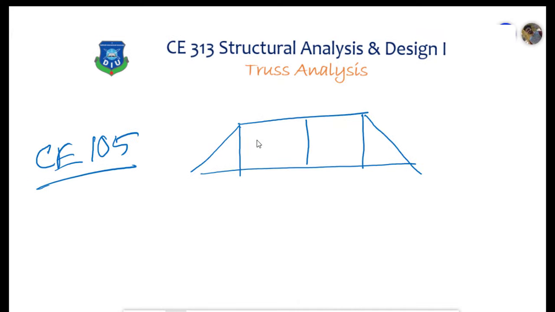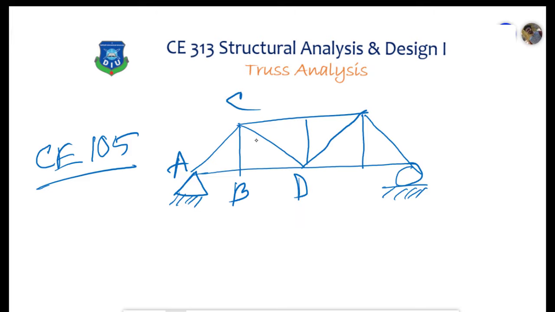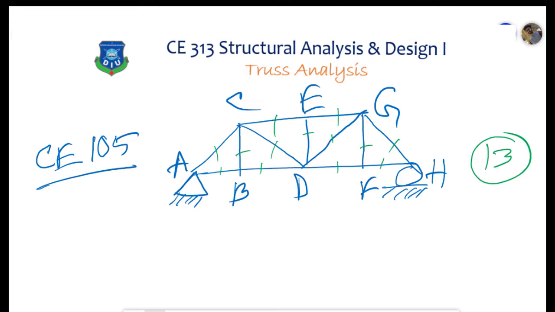I'm drawing a very basic truss. Let me put ABCD. So this is a truss, right? And there are 1, 2, 3, 4, 5, 6, 7, 8, 9, 10, 11, 12, 13. There are 13 members and two supports. One is a pin support and another one is a roller support.